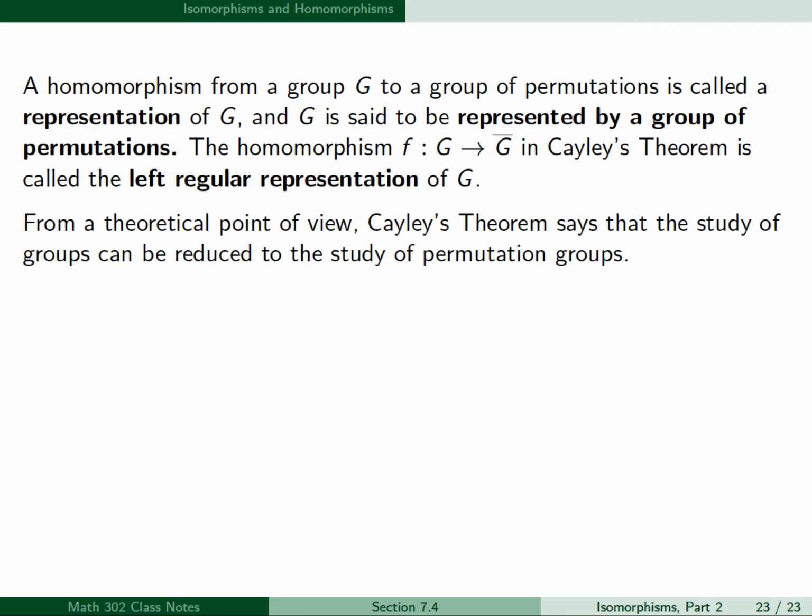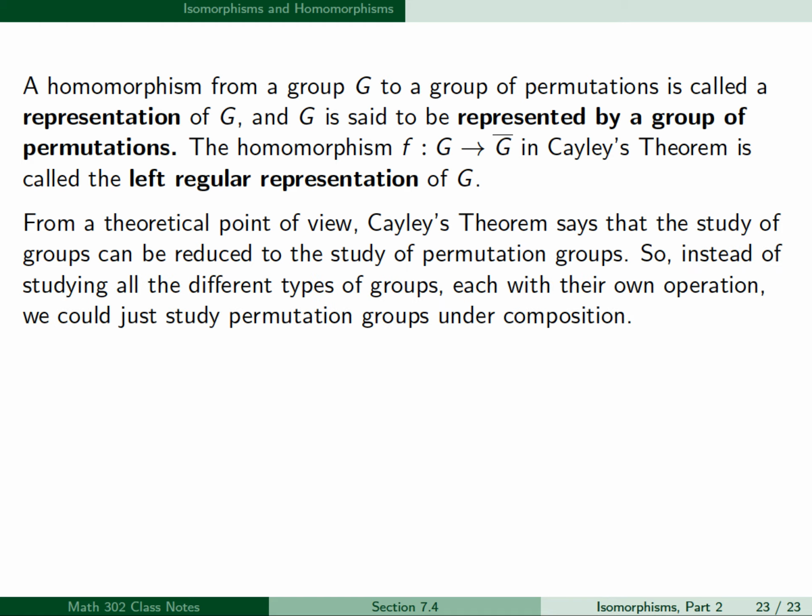From a theoretical point of view, Cayley's theorem says that the study of groups can be reduced to the study of permutation groups. The theorem tells us that every group is isomorphic to a subgroup of permutations, or a group of permutations. So if you want to study groups, essentially you only need to study permutation groups. Instead of studying all the different types of groups, each with their own operation, we could just study permutation groups under the operation of composition.